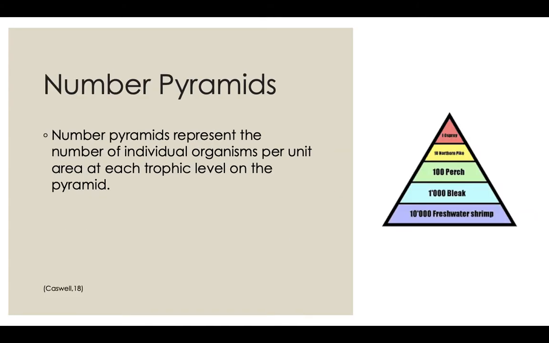The next pyramid is the pyramid of numbers. It is quite simple. It represents the number of individual organisms per unit area at each trophic level on the pyramid. Here you can see that the shrimp have the most and the osprey have the least. So as you move up, it decreases.